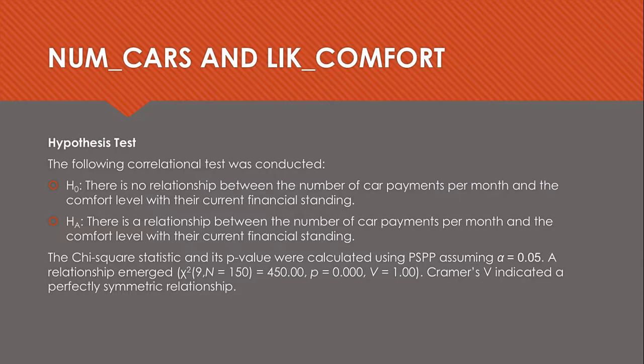The chi-square statistics and its p-value were calculated using PSPP, assuming a significance level of 0.05. A relationship emerged. The chi-square level equals 450 with 9 degrees of freedom, n equaling 150, and the p-value equaling 0.00. Since there was a relationship that emerged, the Cramer's V was found equaling 1.00. Cramer's V indicated a perfectly symmetric relationship, which is very rare.